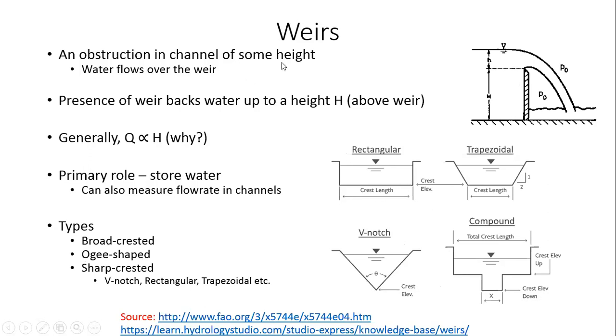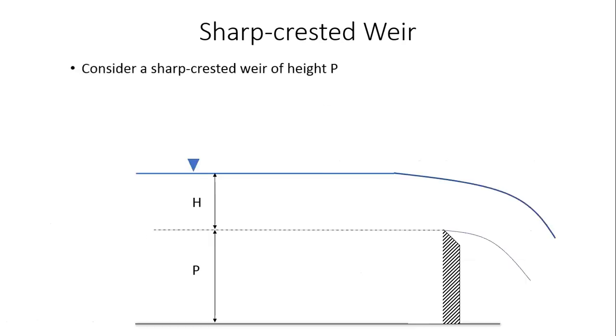We are going to focus essentially on sharp crested weirs and broad crested weirs. Those are the only two we are going to look at this semester. So let us quickly get into it. Let us say I have a sharp crested weir of some height, capital P. Imagine I have an open channel in which I'm constructing an obstruction to the flow of some height, capital P. As you can see, it's a sharp crested weir because the top of this weir is sharp. Let us say the water backs up to a height, capital H, behind the weir.